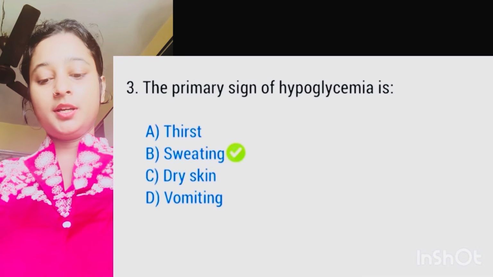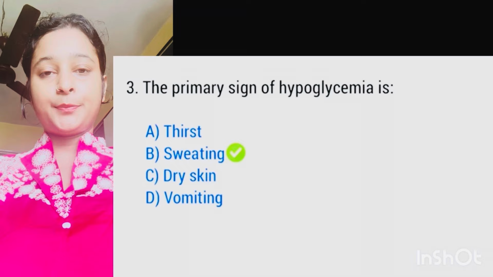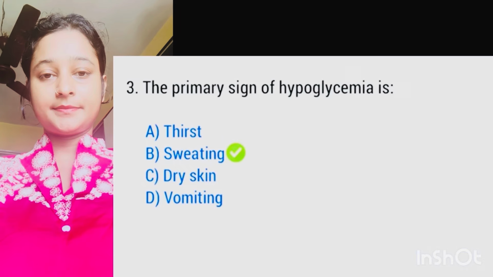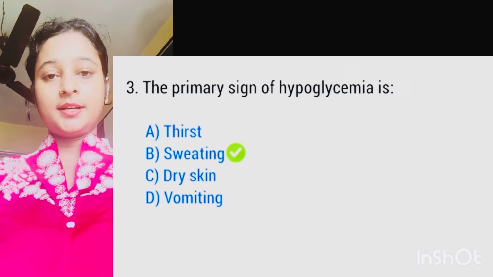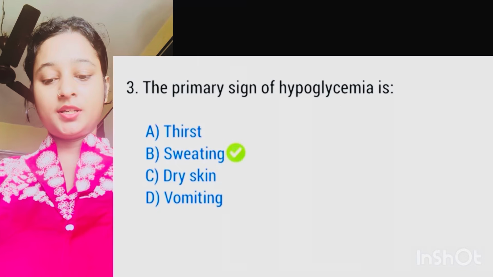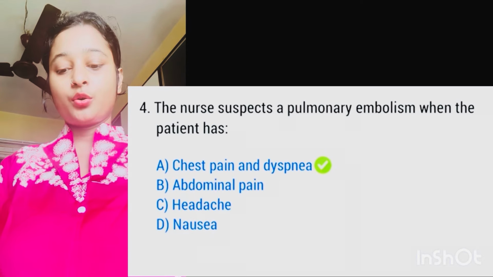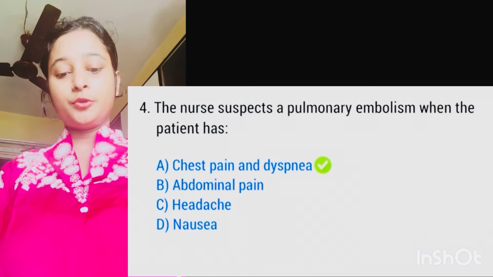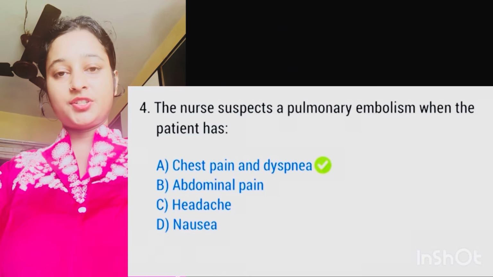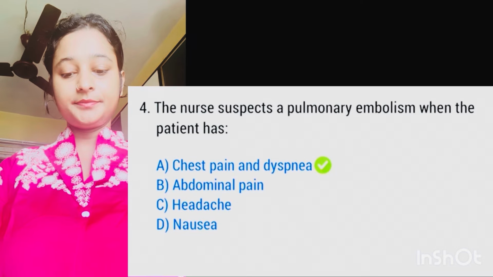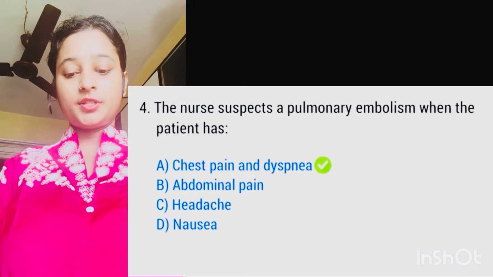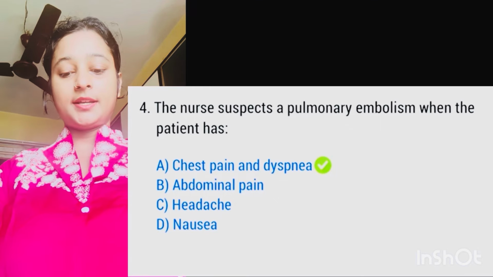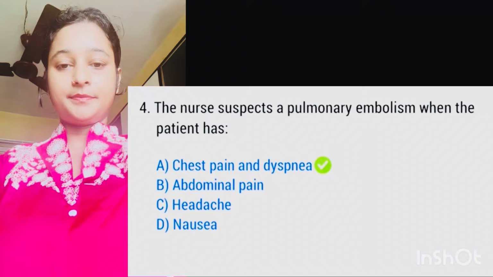Question number 3. The primary sign of hypoglycemia is? Here, correct answer is option B, sweating. Question number 4. The nurse suspects a pulmonary embolism when the patient has? The correct option is option A, chest pain and dyspnea.